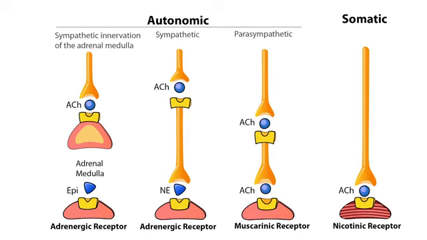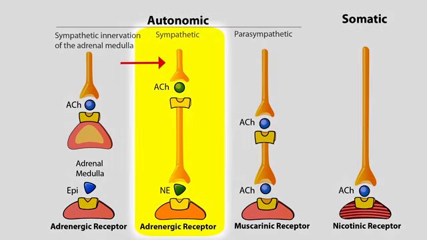So in the sympathetic nervous system we have short preganglionic fibers stimulating nicotinic receptors on ganglia that are very close to the spine, and then very long postganglionic fibers that secrete norepinephrine that are going to stimulate those adrenergic receptors, and that's going to be right on those effector organs.